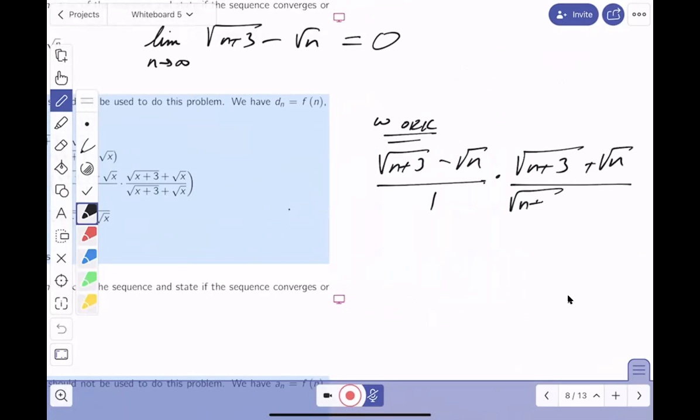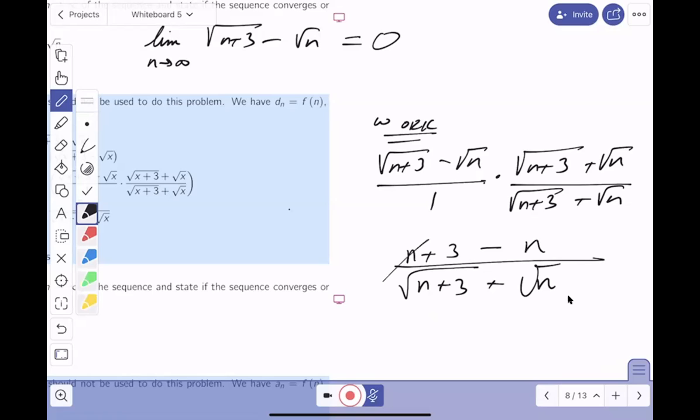And I realize for some students, this is overkill. And what do you get there? On the bottom, you just get n plus 3 root plus root n. And on top, what do you get? You would get n plus 3 minus n. Well, the n's cancel off. So I could write that down instead. So let me write that over there. Limit as n goes to infinity, and you would get 3 over root n plus 3 plus n.